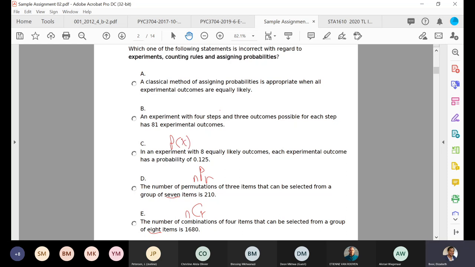I'm going to call it the probability of X. There are eight outcomes. What will be the probability of getting one correct?